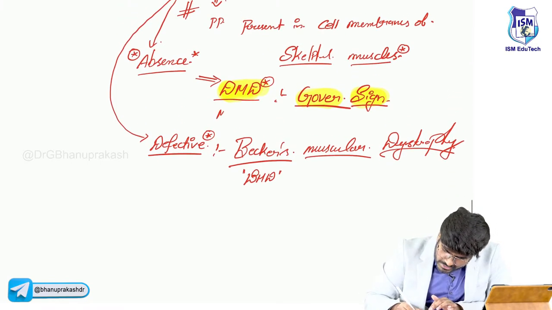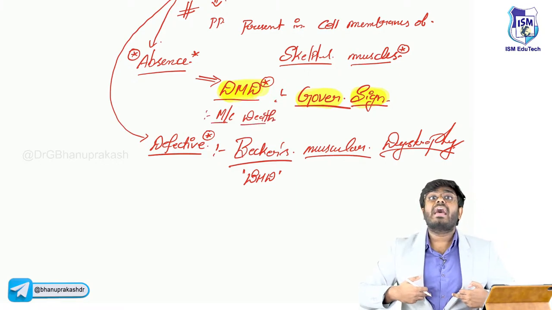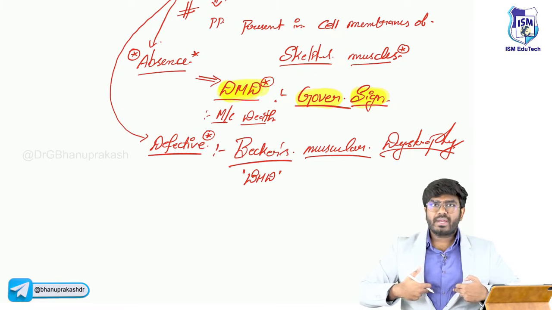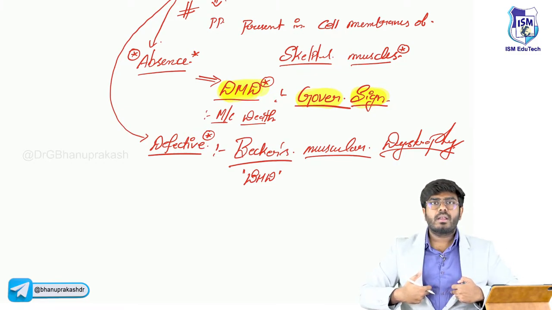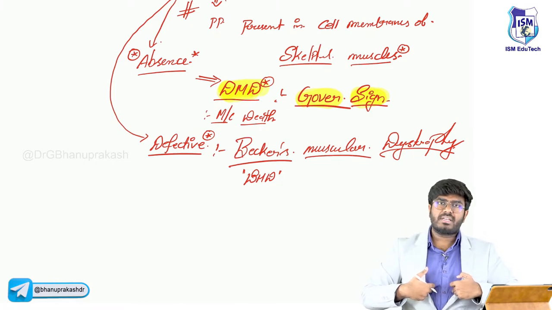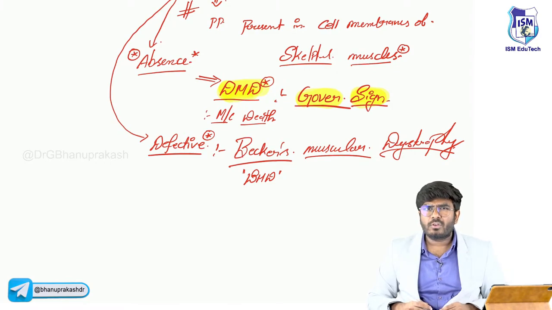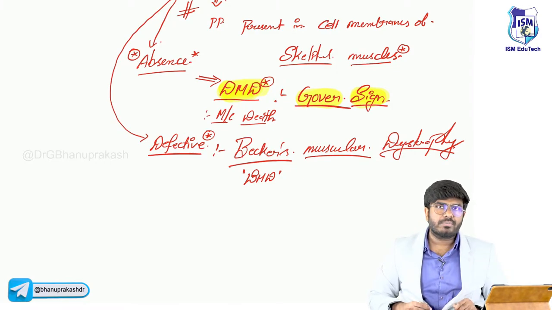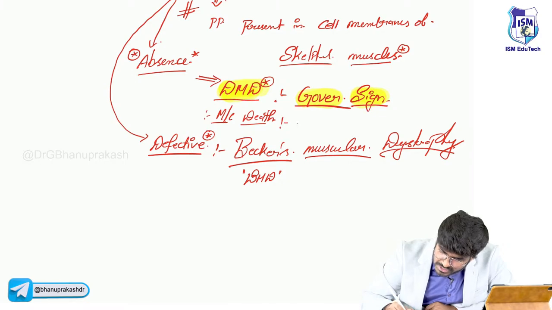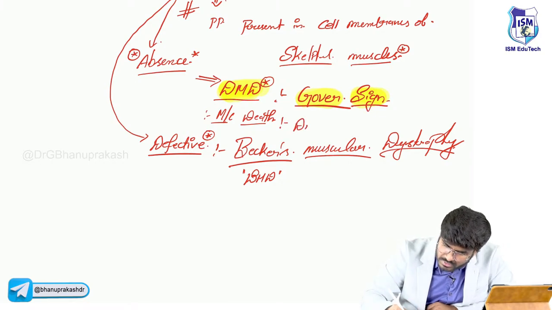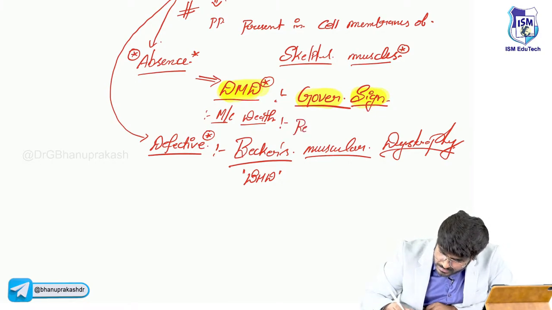Now, these patients will die with, what's the most common cause of death in Duchenne's muscular dystrophy? Any idea, guys? Diaphragm is also a skeletal muscle, and in Duchenne's muscular dystrophy it's a weak skeletal muscle. So is he going to have proper breathing? No, normal breathing is not there. So these patients will die with respiratory distress. The most common cause of death is respiratory distress.